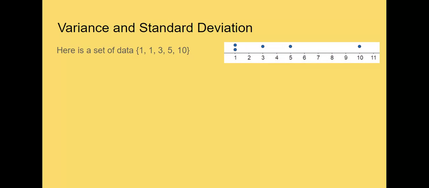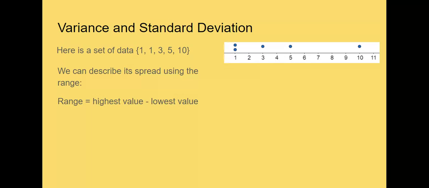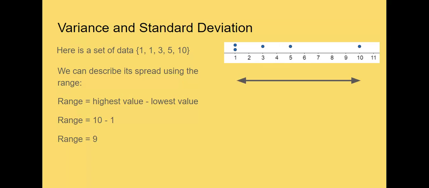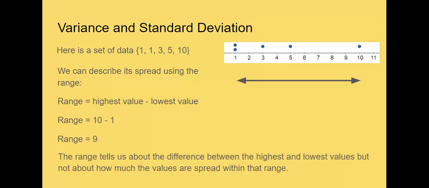And just by looking at them, we can get a sense of how spread out they are. And one measure that you know about how to find a spread of data, how to measure it, is the range. And you know that we find the range by finding the difference between the highest and the lowest values. Now, what this does is it tells us the difference between the extreme values, but it doesn't tell us how spread out the other values are within that range.